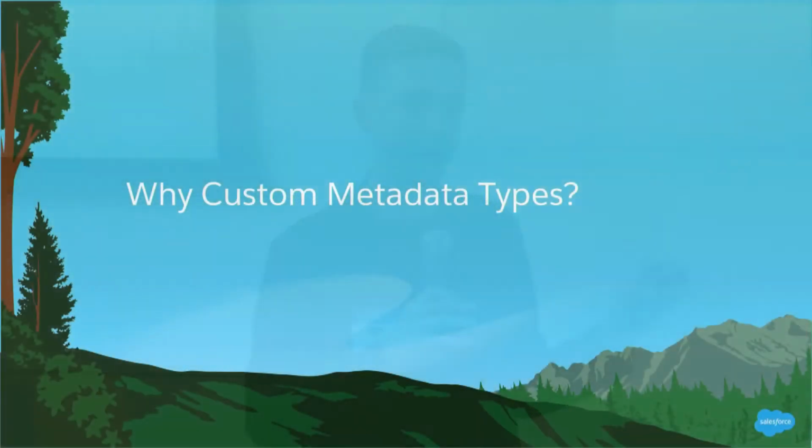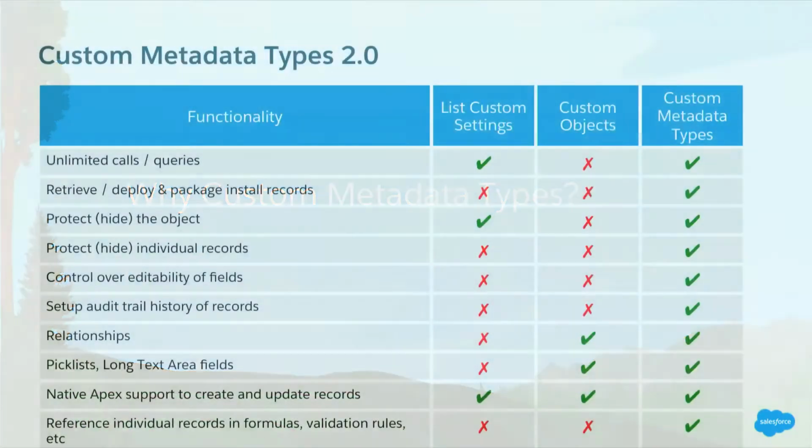And they love custom metadata types because now they have less work to do. They can focus on other stuff. So if you're not yet sold on the idea of using custom metadata types the moment you walk out of this room, I have more stuff to show you. So here we have a side-by-side comparison between list custom settings, custom objects, and custom metadata types.